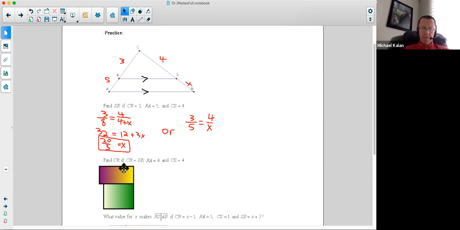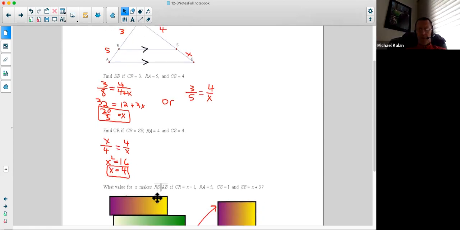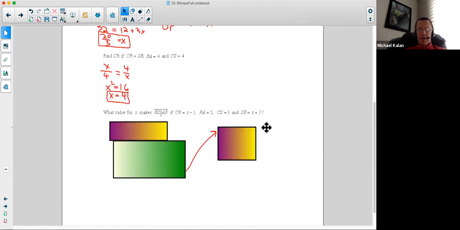Okay, I'm back. Okay, so the way I set it up was I made X be what the length of CR is and SB is. So CR, X over 4 equals 4, which is SB, over X. Okay, again, you could cross multiply, x squared equals 16, and obviously square root of 16 is 4, -4, but we're not going to take the negative. It's a distance problem. All right, next problem.